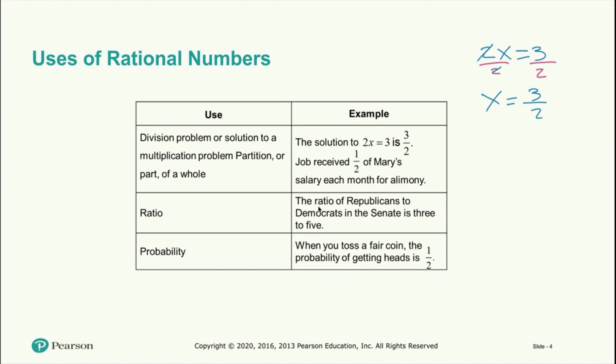Or the ratio, for example, the ratio of Republicans to Democrats in the Senate may be 3 to 5 at a given time, right? So this would be another scenario where we would use a fraction. Probability, for example: when you toss a fair coin, the probability of getting heads is 1/2, and that's also a place where we would need to utilize fractions.